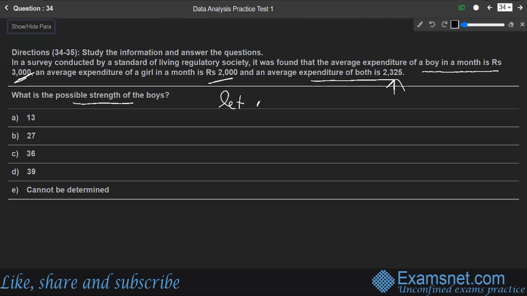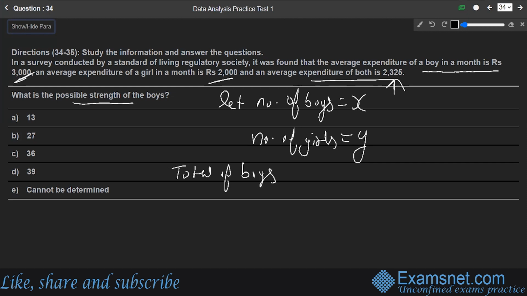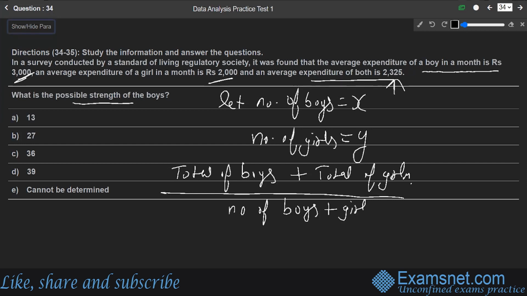So let's say the number of boys is equal to X, because the number is not given, but the average is given. And similarly, let us assume the number of girls in the batch is, let's say, Y. Now, let us find out the grand average. How can we find out the grand average? Total of boys plus total of girls, divided by the total number of boys and girls. That gives the grand average, which is already given to be 2325.